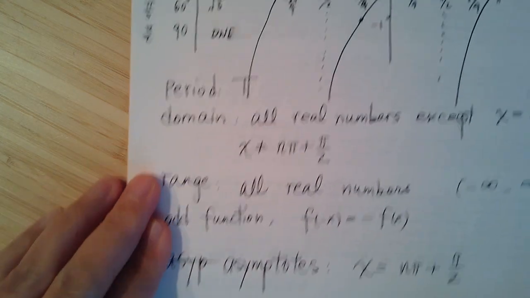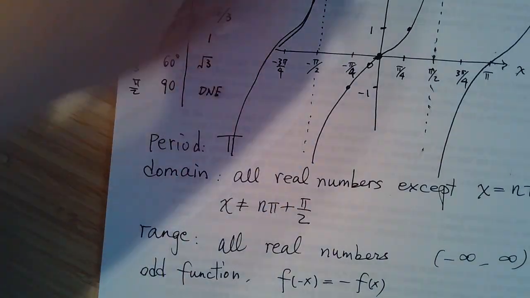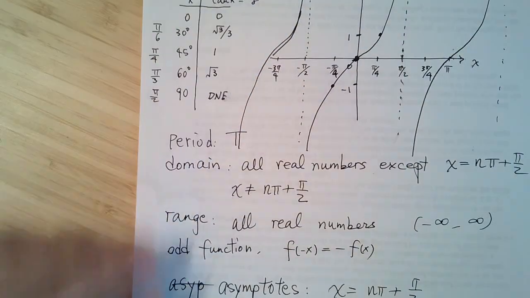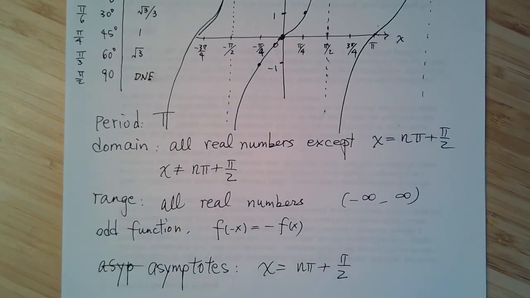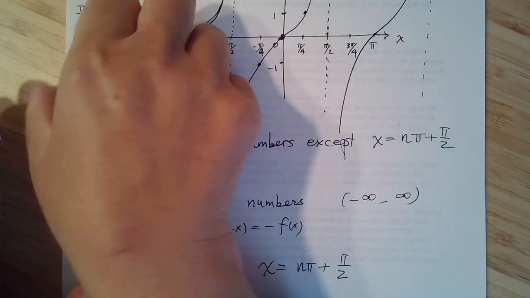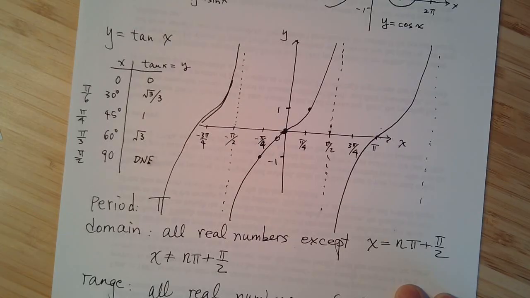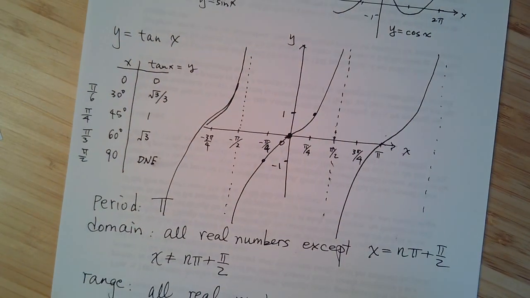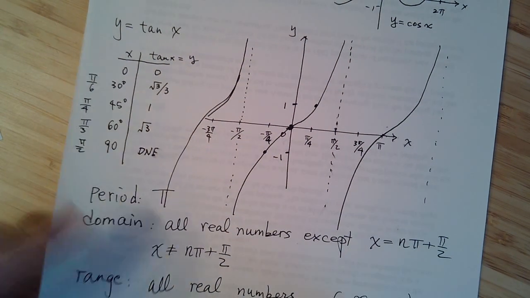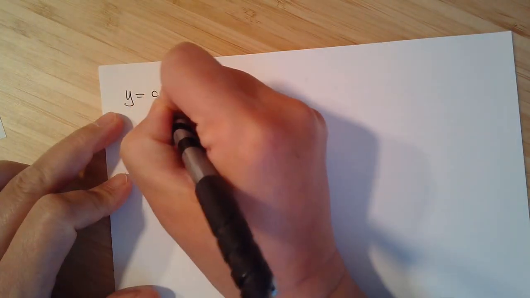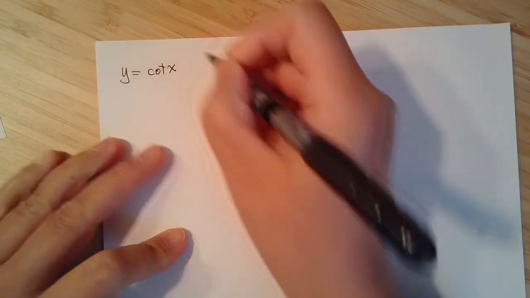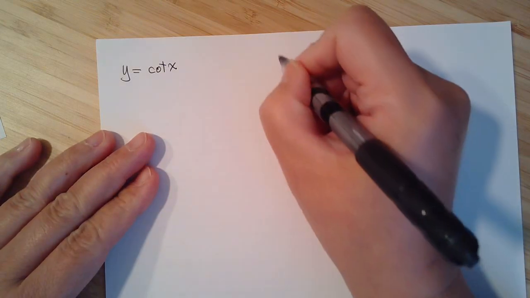So that is everything I think we need to know for this. I think this might be too big, so it's hard to tell, right? All right, so we're pretty much done with sine, cosine, and tangent. Now we're going to continue with the cotangent. Y equals cotangent x.